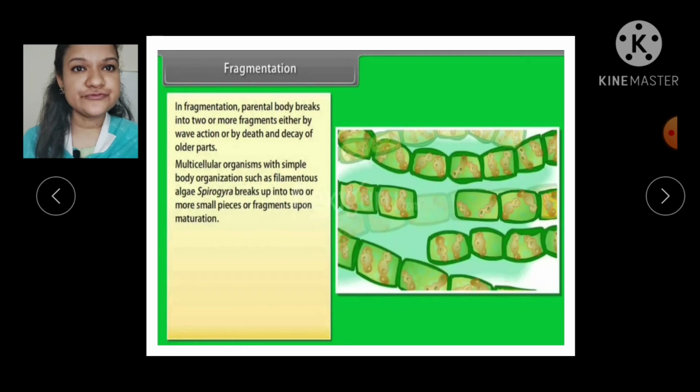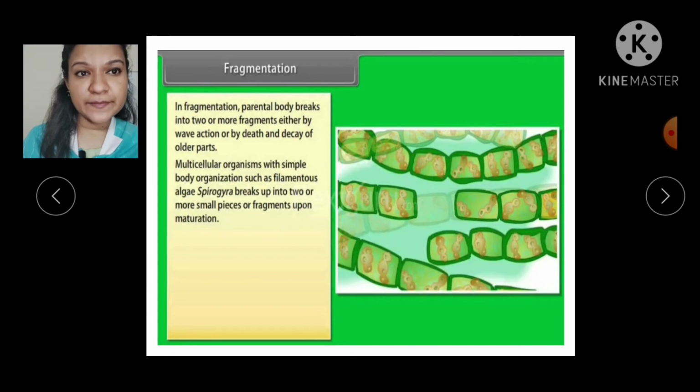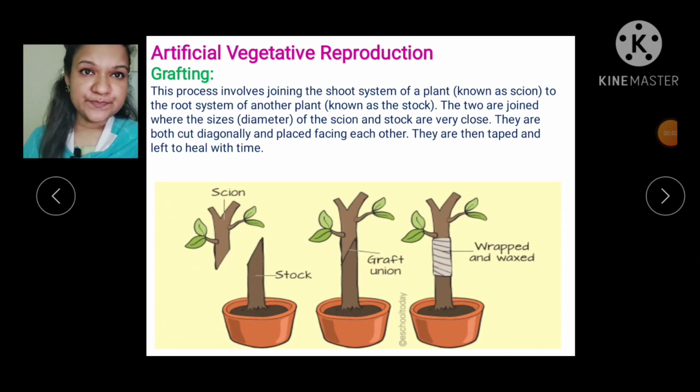And then fragmentation. In fragmentation, the parental body breaks into two or more fragments either by wave action or by death and decay of older parts. Multicellular organisms with simple body organization, such as filamentous algae like Spirogyra, break up into two or more small pieces or fragments upon maturation. Artificial vegetative reproduction.